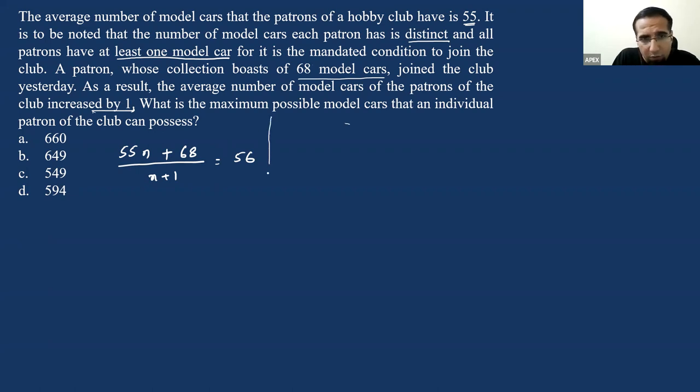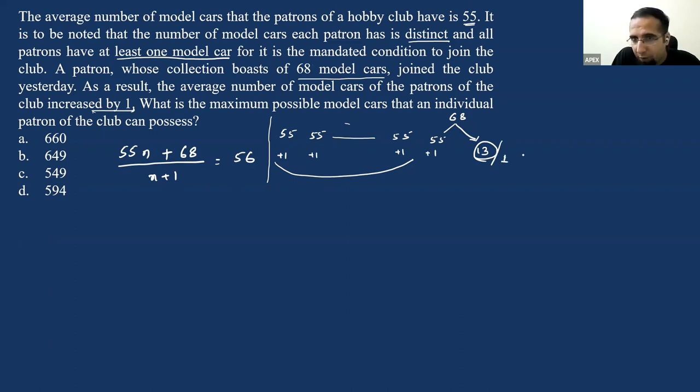Or the other way around, what we can do is we can use average as an equal distribution. 55, 55, 55, 55 is the average of certain people. I do not know how many people there are. A new guy of 68 joins. So I will take this as 55. So how much extra did he bring? He brought in 13 extra. Now, because of this 13, everybody got 1 extra. So 13 is divided 1 each to everyone.